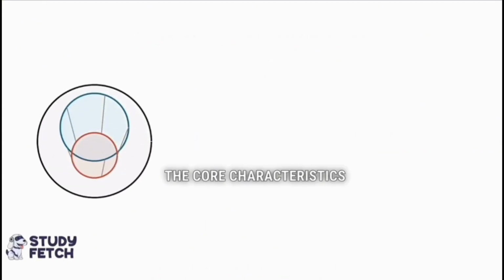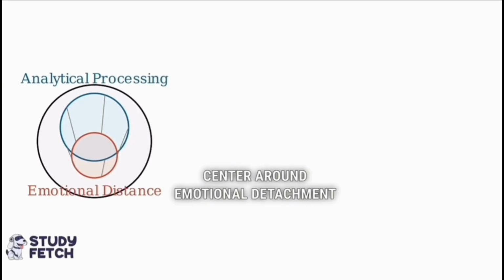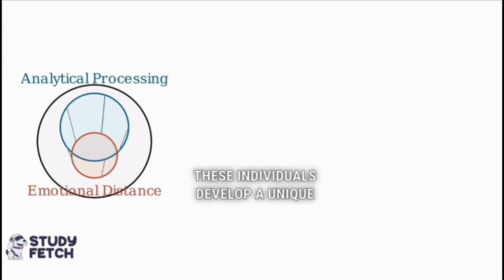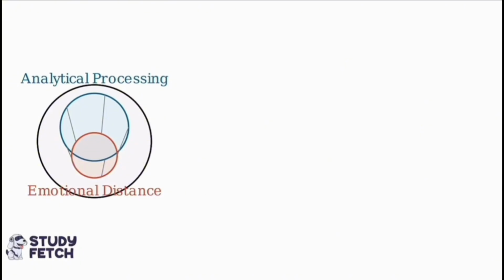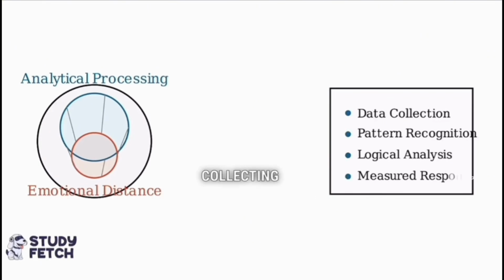The core characteristics of the Analytical Monk personality type center around emotional detachment and rational analysis. These individuals develop a unique pattern of processing experiences through intellectual analysis rather than emotional engagement. They develop exceptional observational skills, systematically collecting and analyzing information before taking action.